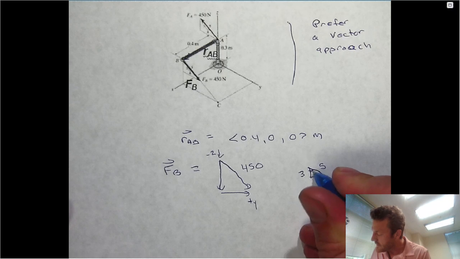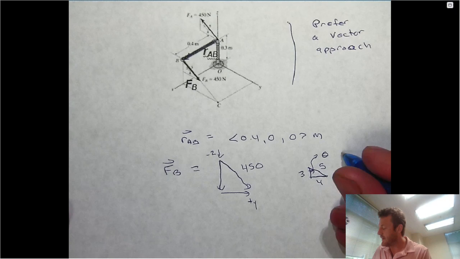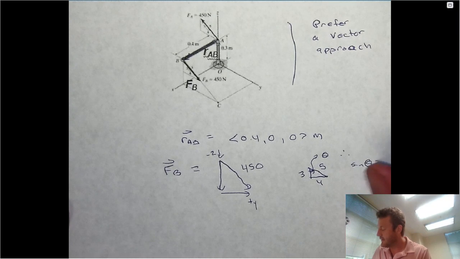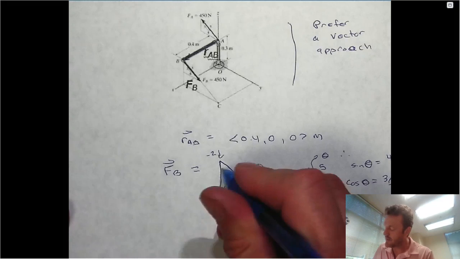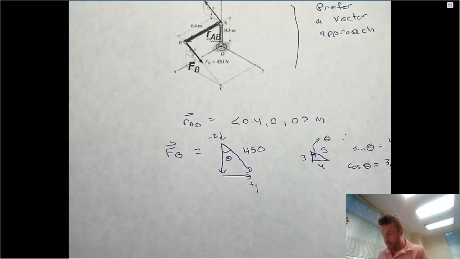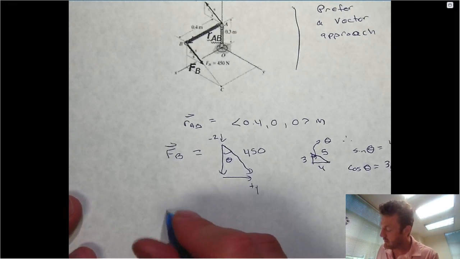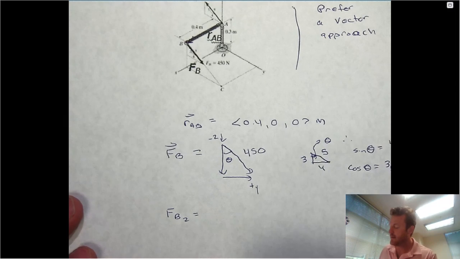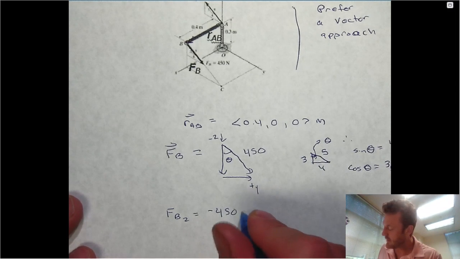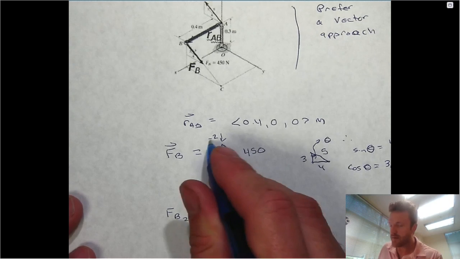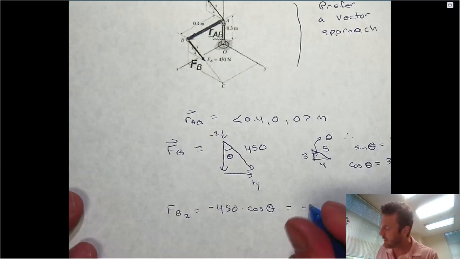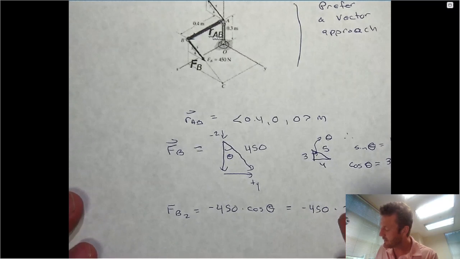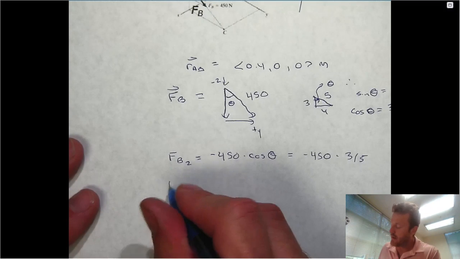So what that means is since I want this angle here, theta, I can say sine of theta is opposite divided by hypotenuse, which is 4/5, and cos theta is 3/5. So I actually don't need to know what that angle is in order to say that the z component of FB, which is right here, adjacent to that, will be minus 450 times cos theta, minus because it's going in the negative direction, and that will be minus 450 times 3/5. And we'll compute what that is in a minute.